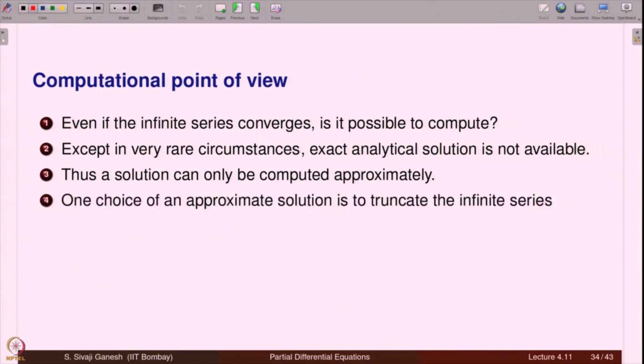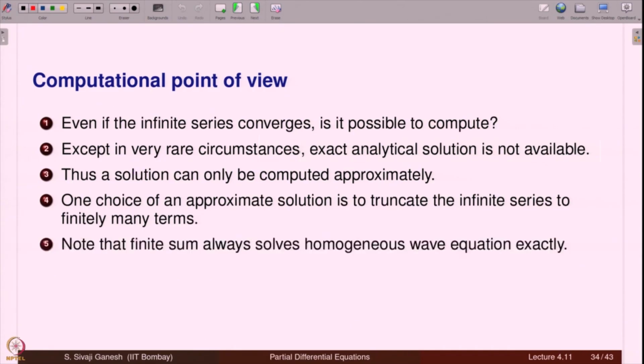Therefore, one choice of an approximate solution is to truncate the infinite series to finitely many terms. Note that a finite sum always solves the homogeneous wave equation exactly and the boundary conditions are also satisfied.